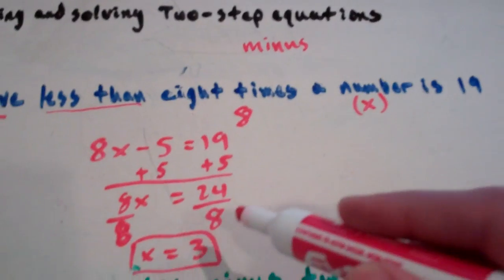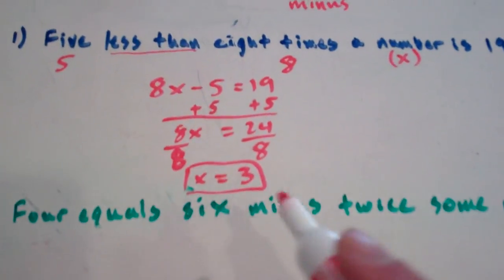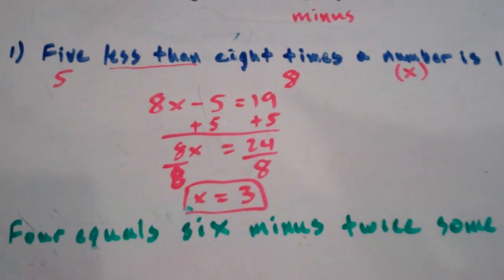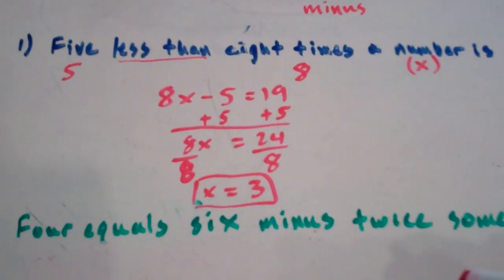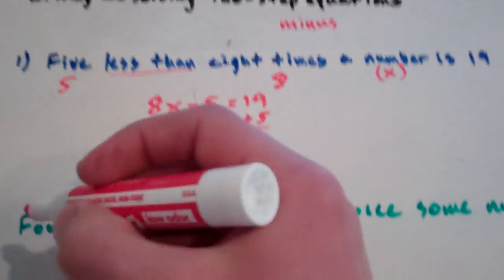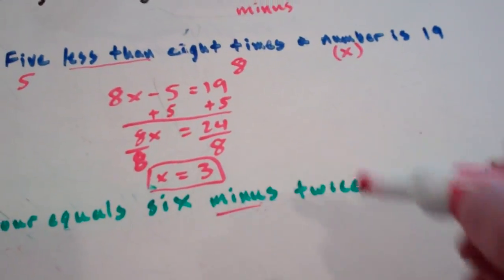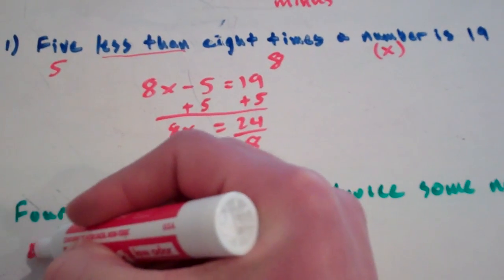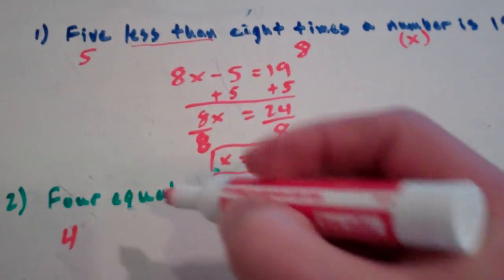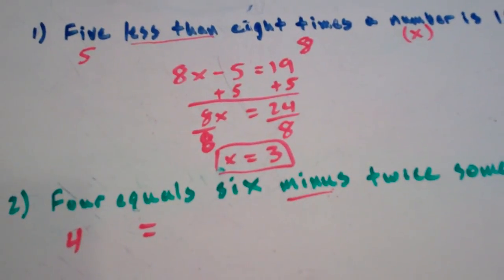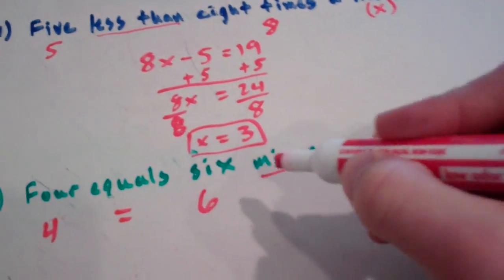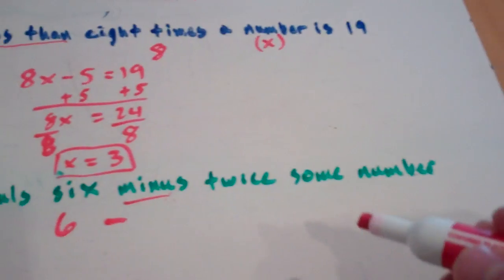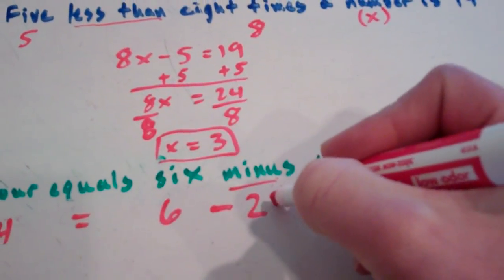My number is 3. Now here I'm using the word minus to show subtraction, and it's going to be written in the exact order as it appears. So this one is actually a lot easier because I'm using the word minus. So let me show what I'm doing here. I have 4 equals 6 minus twice some number.